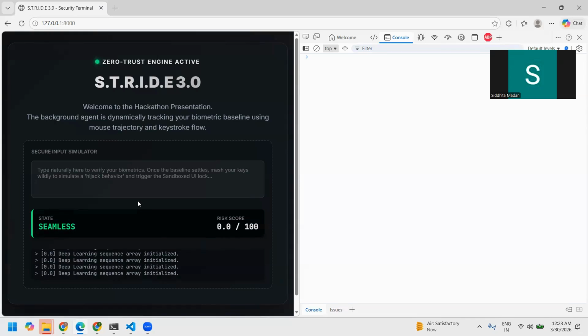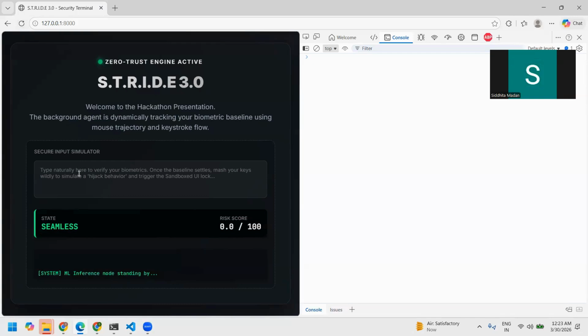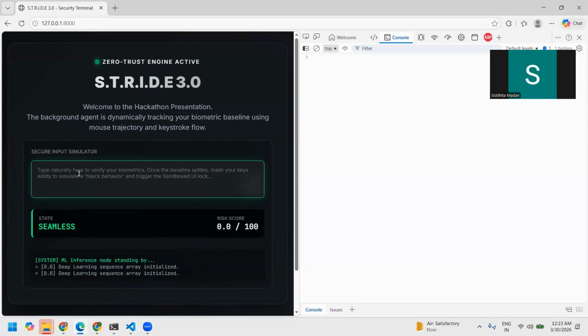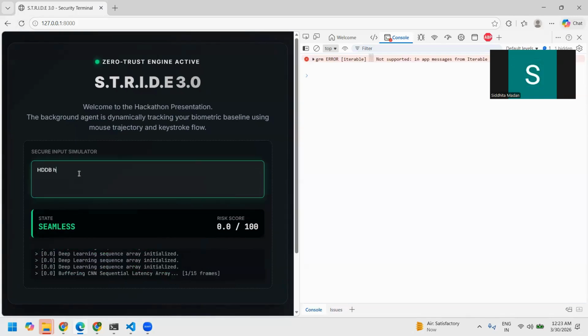One by one, I will simulate these features. First, I will simulate the autoencoder. So I am simulating a normal user and typing very normally. Right now, the CNN model is measuring my keystroke flight time, the frequency of backspaces that I use, what is my mouse acceleration. Right now, we are in the calibration phase, as you can see. And now we are in the verification phase. I'm typing normally, so the rhythm is verified.